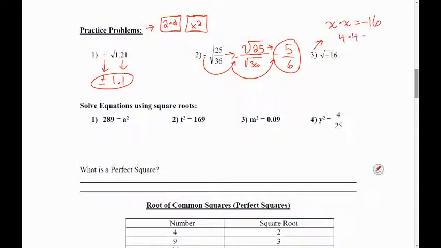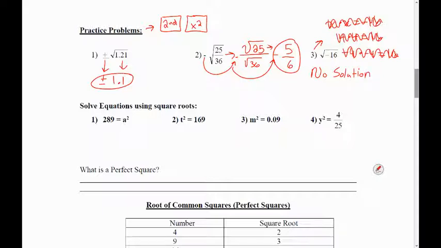If I take 4 times 4, we get positive 16. And if I take negative 4 times negative 4, those two negatives cancel out and still give us positive 16. So there is no way that I can get a negative answer if I'm multiplying the same number times itself. This cannot happen. So it is no solution. Okay? All right?